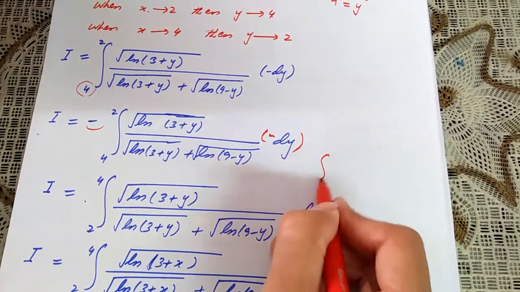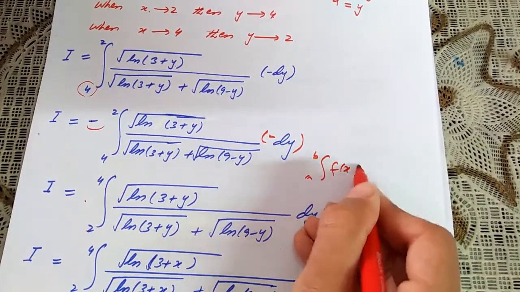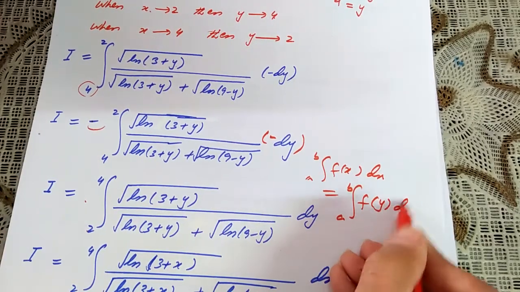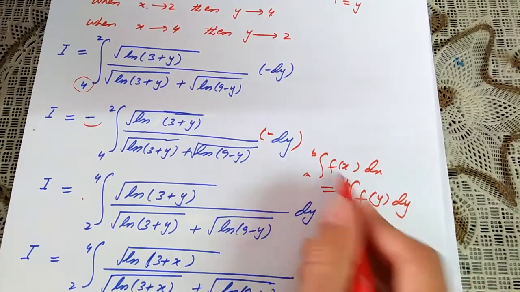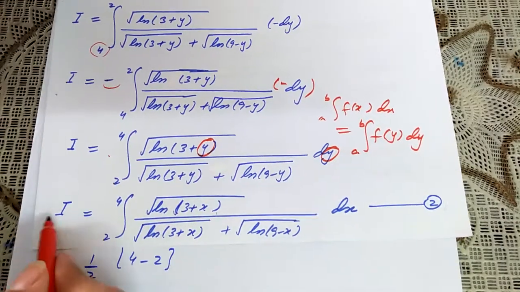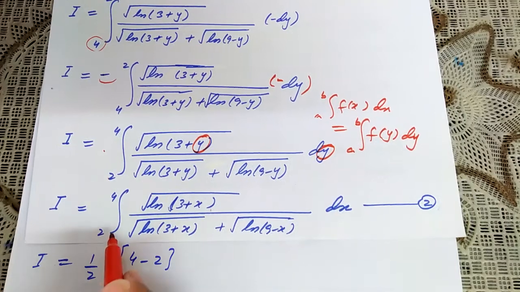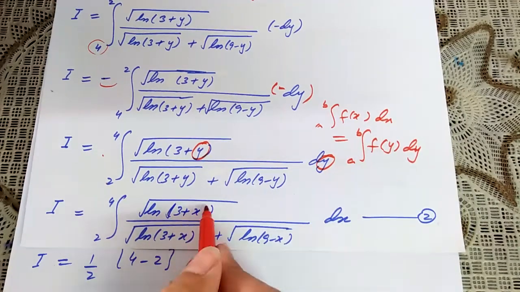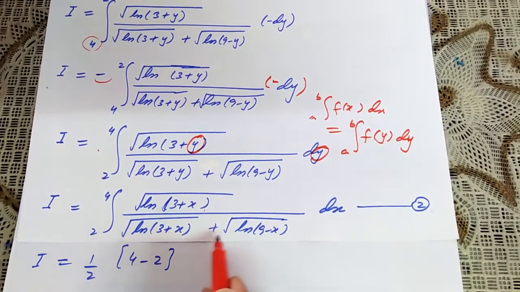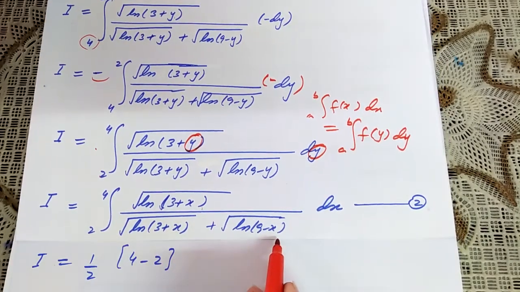I know that if I have the integral from a to b of f of x dx, I can write it as the integral from a to b of f of y dy as well. Both will be the same. So in place of y, I am writing x here. I will get I equals, with the limit of integration from 2 to 4, under root ln 3 plus x over under root ln 3 plus x plus under root ln 9 minus x.